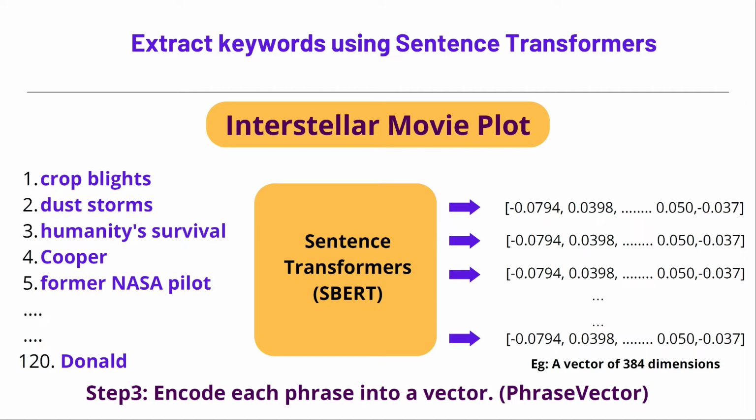And here comes the interesting part. We have extracted all the noun phrases and verb phrases from the document. So for example, let's say in our Interstellar movie plot, we have about 120 noun phrases or verb phrases. Now take each of the noun phrases or verb phrases and convert that into a fixed vector of, again, size 384 dimensions, etc. using the same sentence transformer model that you used in step 2 to create the document vector. So now each of these 120 key phrases or keywords is converted into a single vector of 384 dimensions, as you can see here. Let's call these phrase vectors. So there are about 120 phrase vectors in our case.